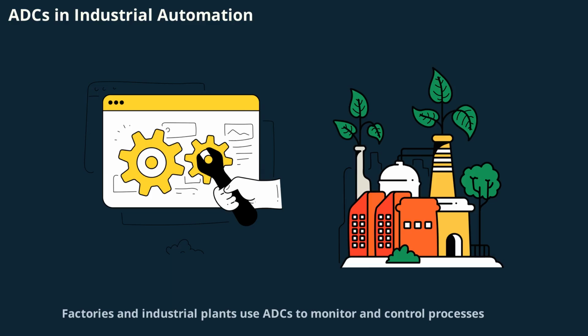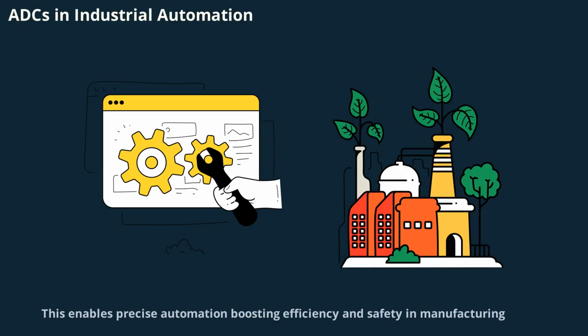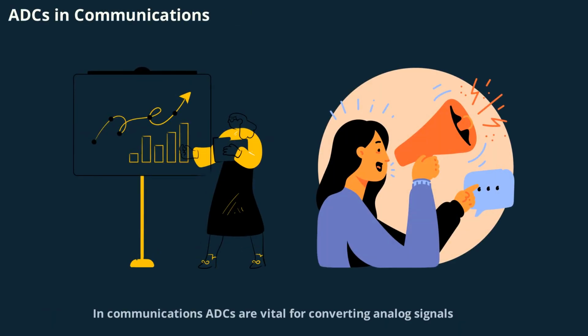Factories and industrial plants use ADCs to monitor and control processes. Sensors measure temperature, pressure, and flow, and ADCs convert these signals for digital control systems. This enables precise automation, boosting efficiency and safety in manufacturing. In communications, ADCs are vital for converting analog signals from antennas into digital data for processing.